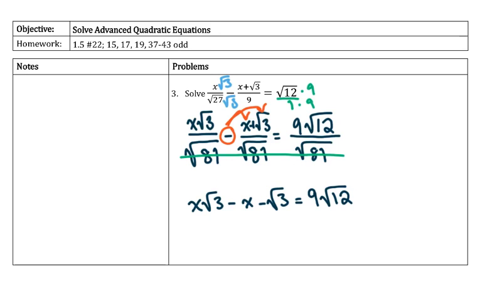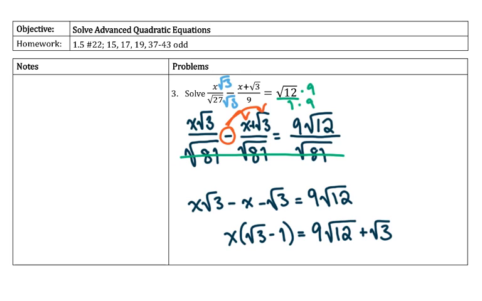So what I'm going to do is add the root 3 to both sides, and then I'm going to simplify and factor. So here we have our added root 3 on the right, and I factored an x, leaving behind a root 3 minus 1.